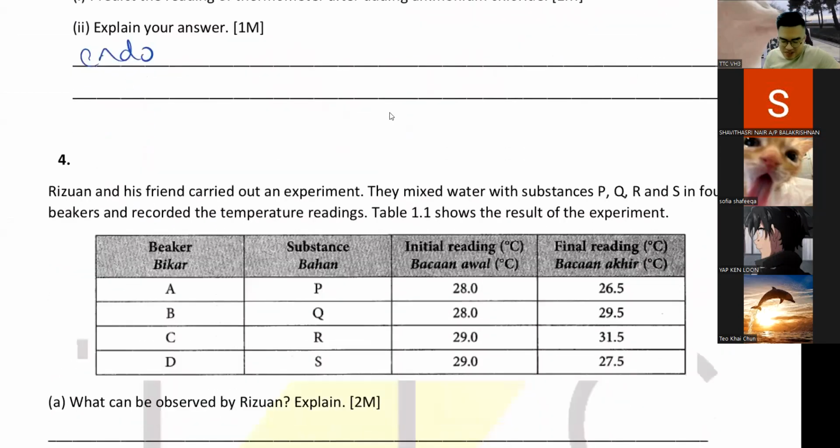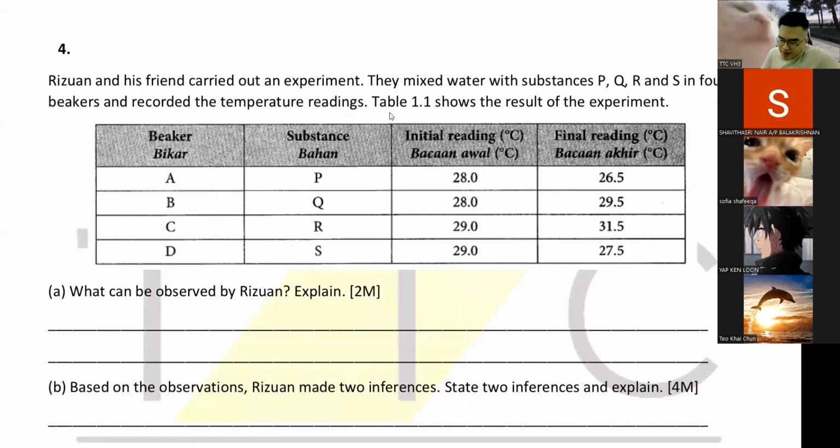Right, next. Number 4. Guys, what happened to the temperature here? Is this exo or endo? Okay, this is endo. What about this one? The temperature increases, right? Yes, exo. So this one is exo, this one is endo.